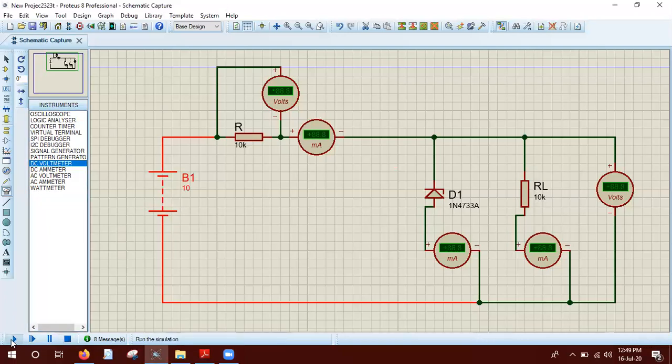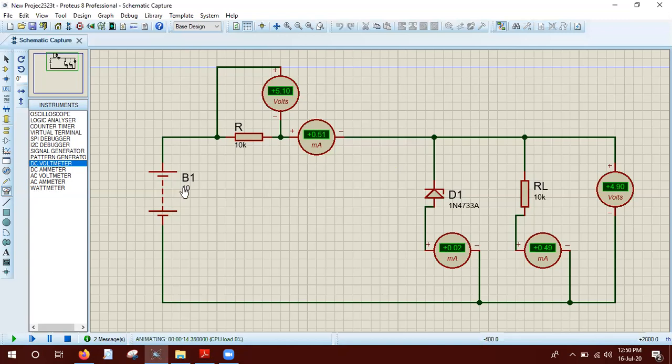Let's see what happens. You see that some current is increasing. Even the Zener diode got a small amount of milliampere current. That means it has just entered the Zener region. But still it hasn't reached the proper level.